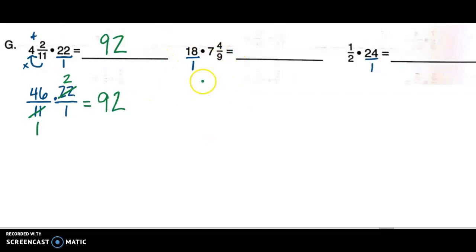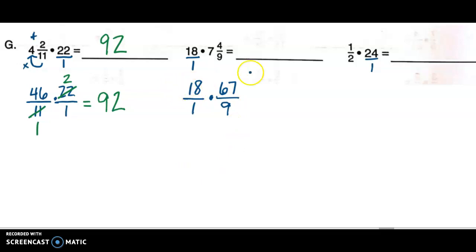Okay, so here we've got the 18 over 1. And then we're going to multiply by this mixed number, but I got to change this mixed number first. So I've got to do 9 times 7. That's going to give me 63. And 63 plus 4 is going to give me 67. So 67 over 9. Yuck, another big one.